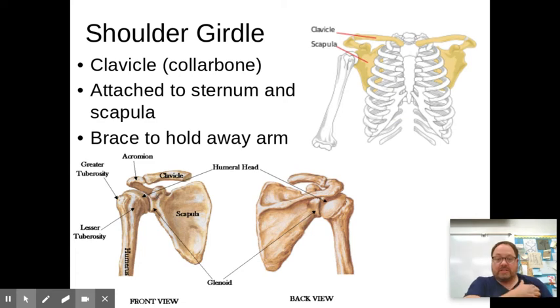This is a really deep process. That's where part of your biceps muscle attaches. So your biceps attach in part to this coracoid process, this bony process deeper in your shoulder.